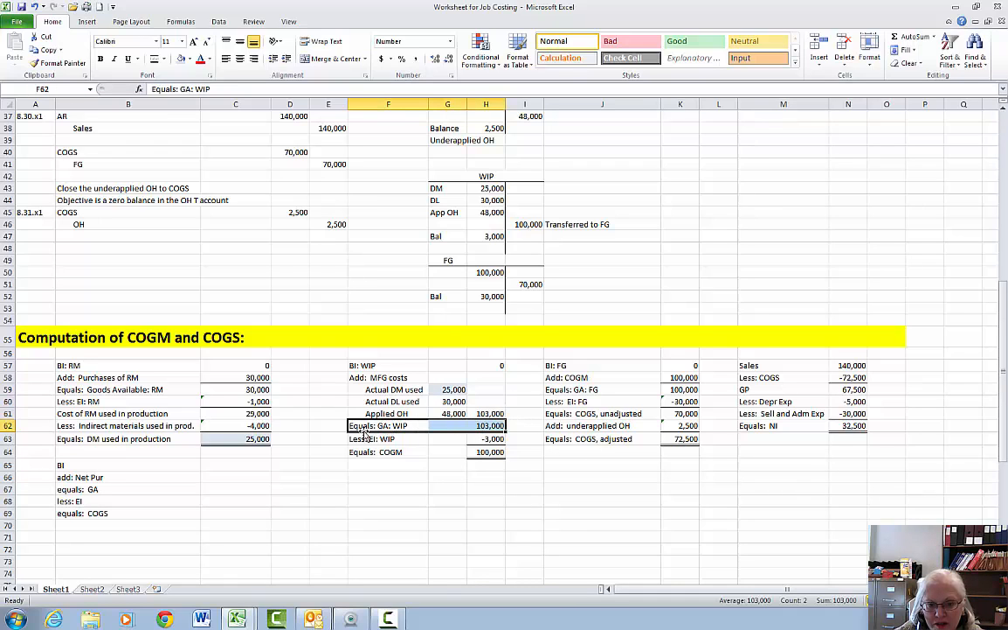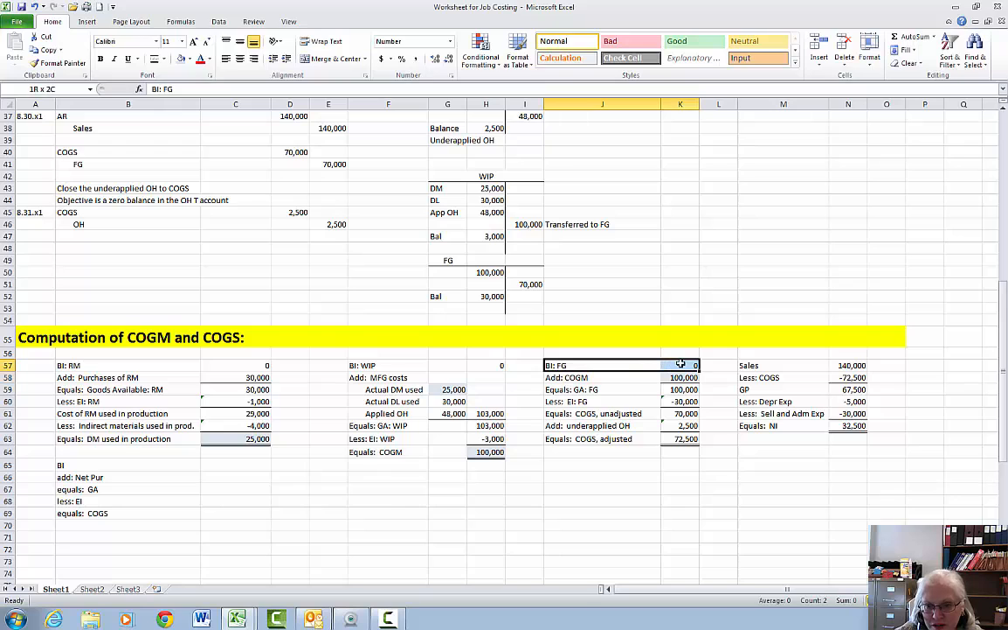If we add it to our beginning inventory, we get our goods available for work in process. We subtract our ending inventory of work in process, which is what we put in. Right here is our work in process. What we put in minus what we took out leaves us a $3,000 ending balance. So cost of goods manufactured of $100,000 is what we end up with. Isn't that a lot easier to read than that big formal statement? I think so. Okay, so we're going to take this $100,000 and we're going to put it right here as our cost of goods manufactured because that's how we get finished goods.